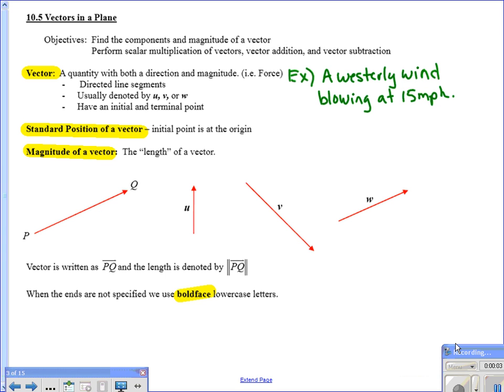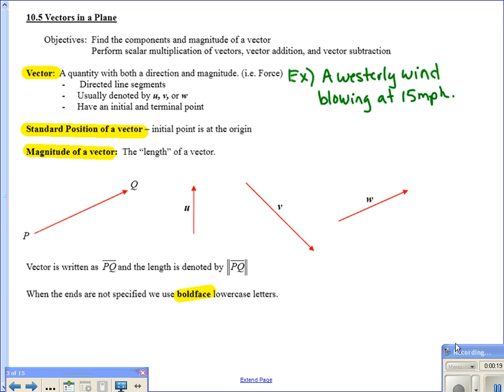Section 10.5 Vectors in a Plane. Our objectives are to find the components and magnitude of a vector and to perform scalar multiplication of vectors, vector addition, and vector subtraction. A vector is a quantity with both a direction and a magnitude.